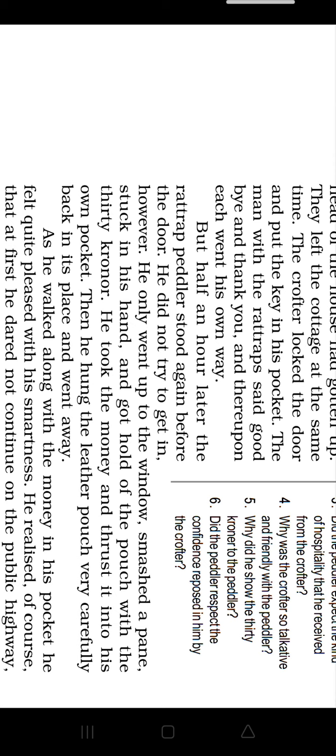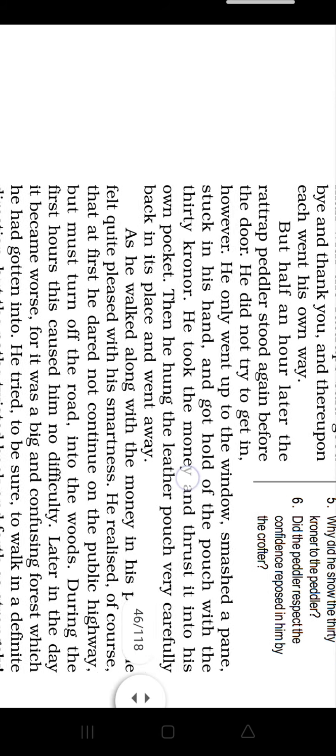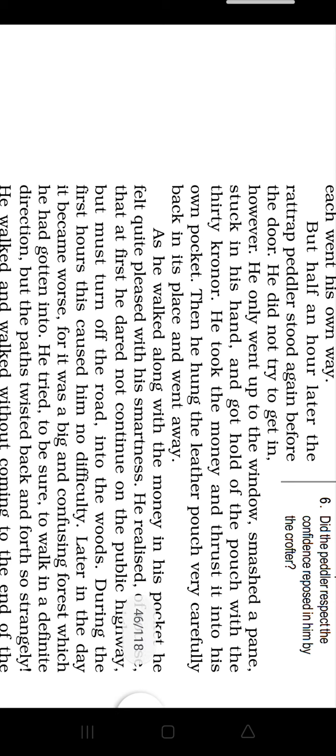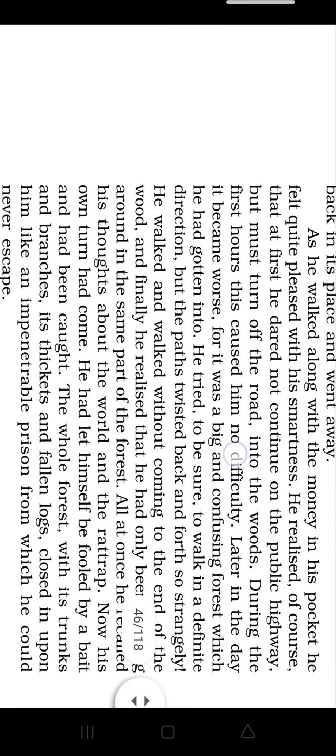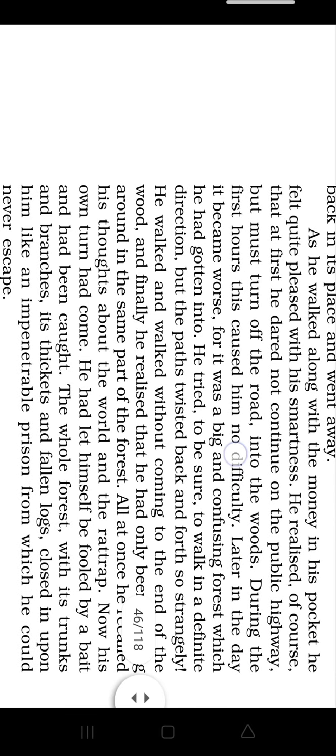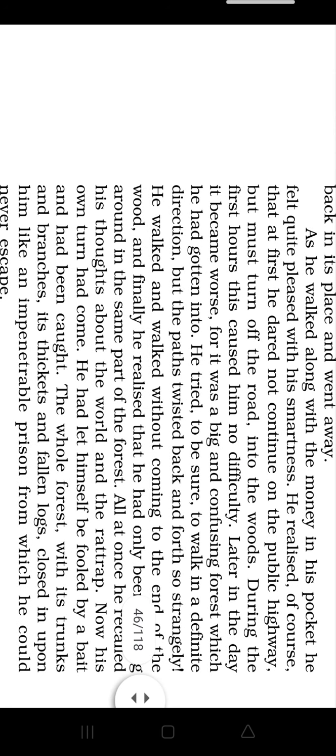So, as I said earlier, that crofter was a simple man. He invited danger by showing that money to the peddler, and he paid the price. The peddler took his money, stole his money. But now, as I was telling you, this was the turning point in the Rattrap Seller's life. He has invited troubles in his life by taking that money. How? We'll see in the story.